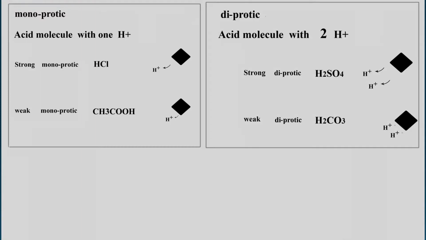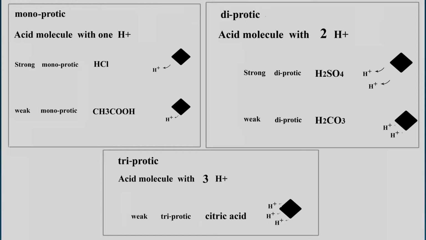But soon you're going to see some molecules that give out two H plus. In one molecule, they give out two H plus. This is called diprotic. And you will also see some molecules where one molecule can give out 3 H plus. One acid molecule gives out 3 H plus, and we call it triprotic. Keep this in mind.